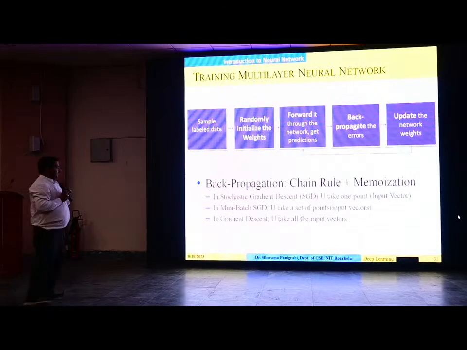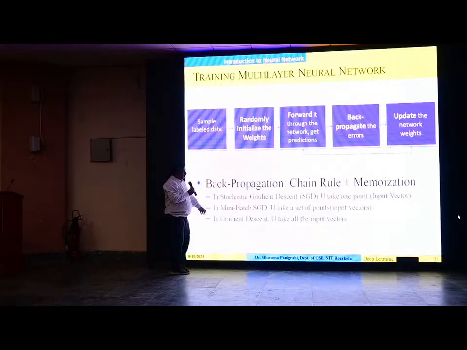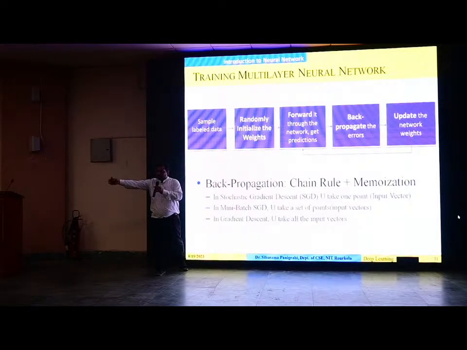Whereas in gradient descent, what will you do? You take the inputs one by one. One input you take, compute the error, but don't update the weights. Take another input, feed it forward, compute the error. Then take another input, feed it forward, compute the error. Then after taking all the inputs one by one, feed forwarding them one by one, computing the error one by one, compute the mean square error, then update the weights.